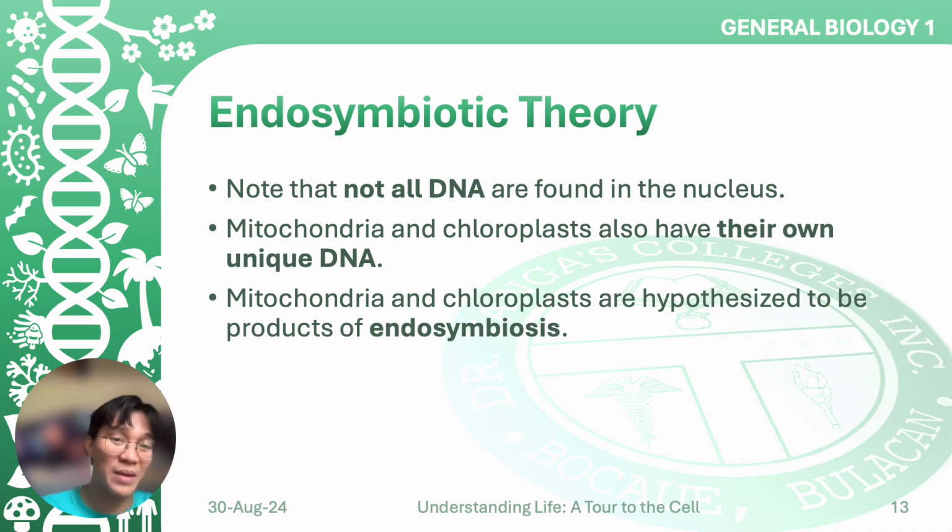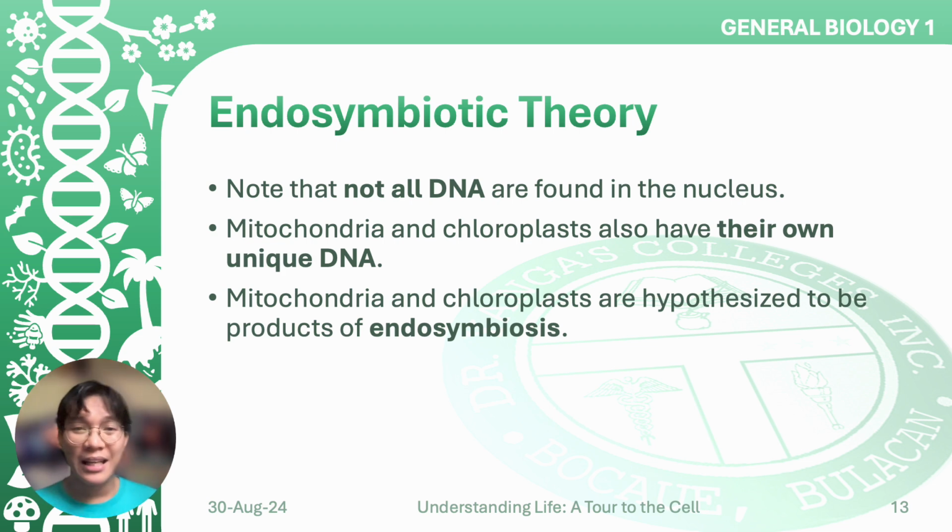In the case of humans, we also have DNA inside our mitochondria. At the same time, you can also see DNA in the chloroplasts, but you don't have them. What organisms have chloroplasts? So they are the plants.